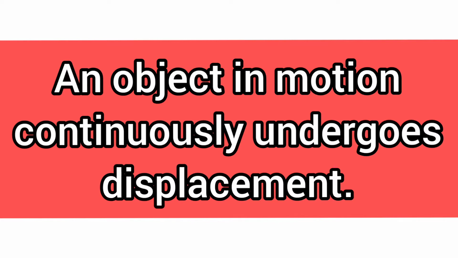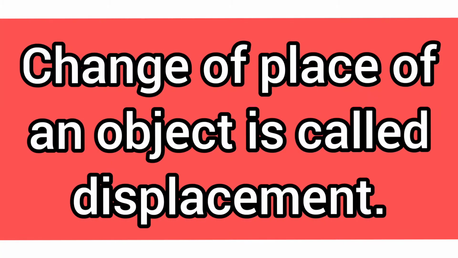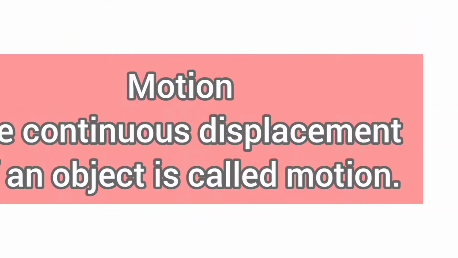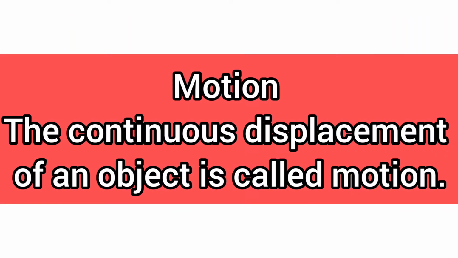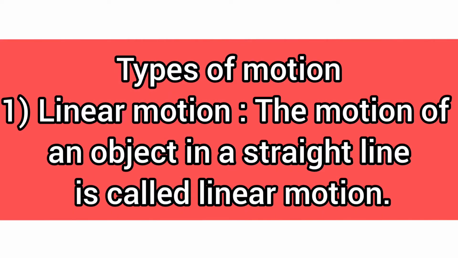So from this we come to know that change of place of an object is called displacement. So let's know what is motion. The continuous displacement of an object is called motion. Let us study types of motion.